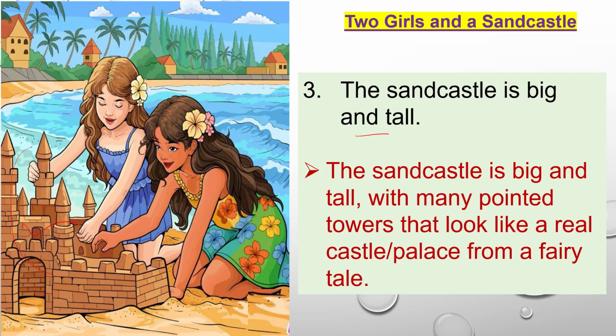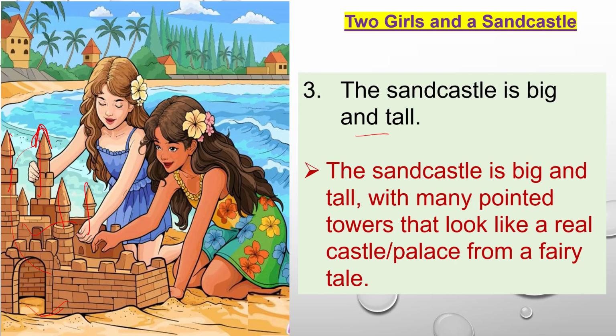Next sentence. The sand castle is big and tall, that you can see in the picture, right? So this is the sand castle. What extra details can you add? You can add there are towers, right? And they are pointed at the ends. So pointed towers, and this tower looks like a fairy tale. This helps us imagine the shape and feel, right? These are the extra details that you can add in your writing.